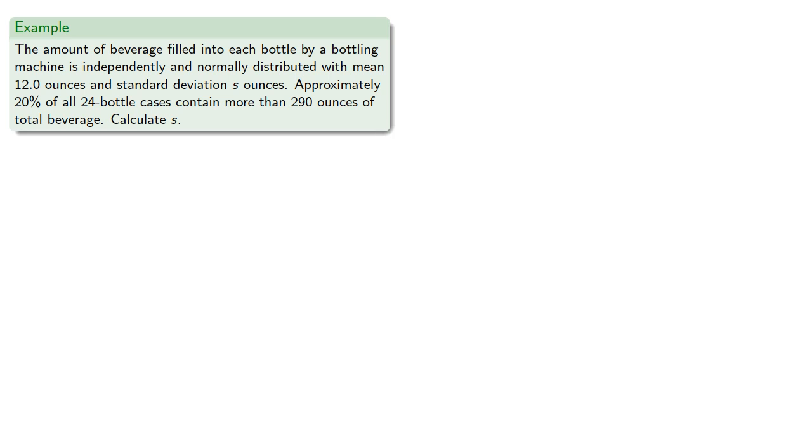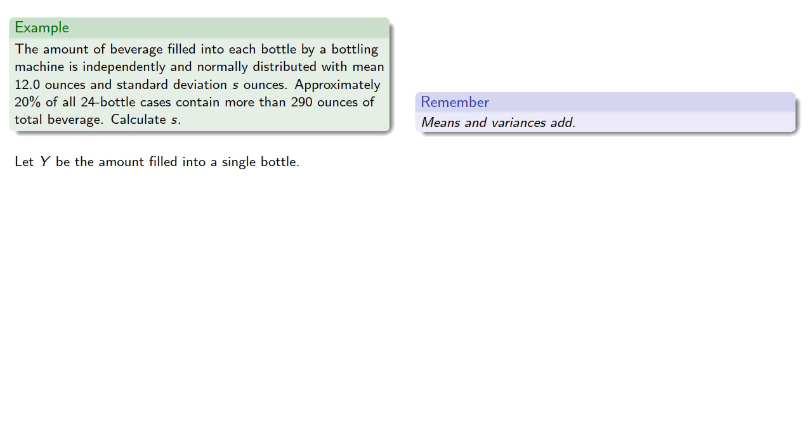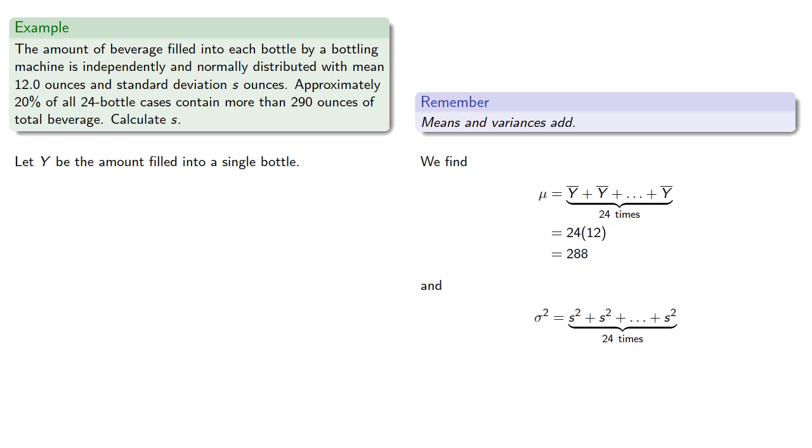So let y be the amount filled into a single bottle, then the total amount x filled into 24 bottles. Remember, the means and variances add, so the average amount will be the sum of 24 copies of the average of y, and that will be, and our variance will be the sum of 24 copies of the variance. That's the square of the standard deviation, and so the standard deviation itself will be the square root.